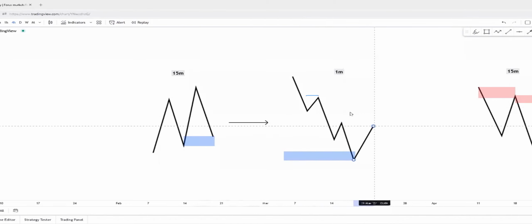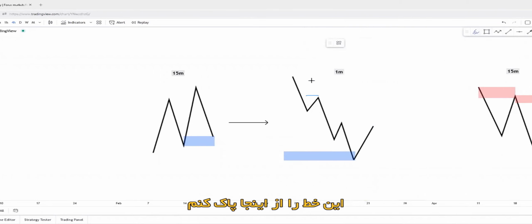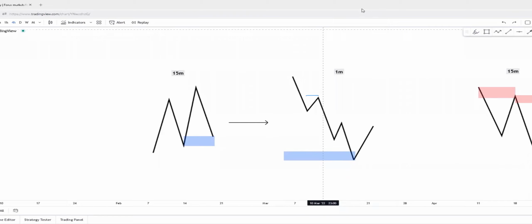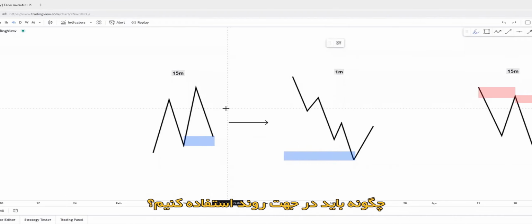As you can see in this region, please let me just remove this line from here. How can I remove that? Sorry, clear. Okay. Mute all.